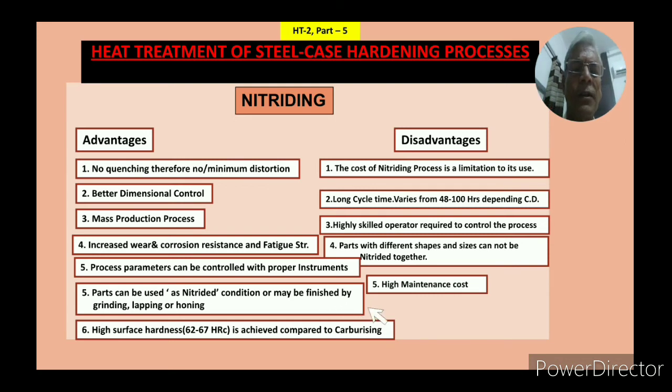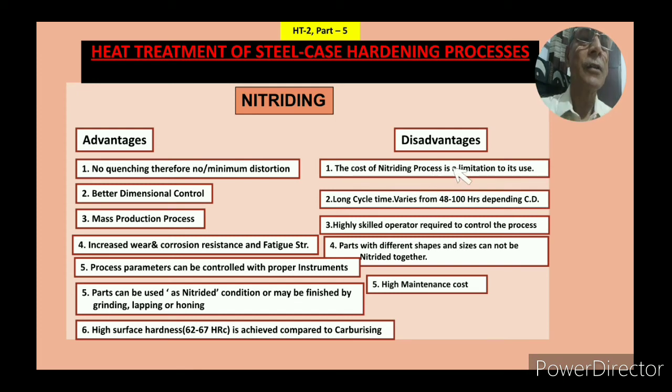Then, high surface hardness, 62 to 67. See the hardness level. You can achieve up to 67 HRC if you do it properly, with proper control of parameters. And if you compare with carburizing, generally in carburizing you get 58 to 62, maybe 63 also, but not 67. So if you want a very high surface hardness, then you can go for nitriding, provided you use a proper composition of steel.